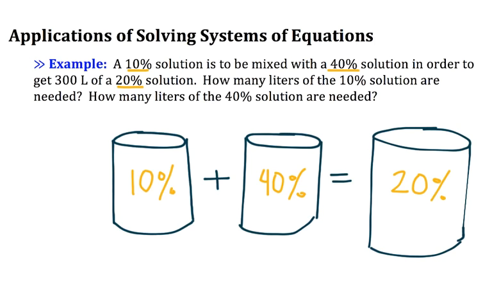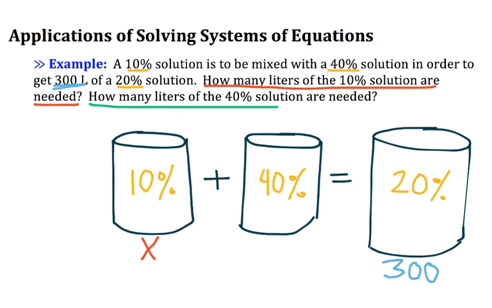Now I also know a little bit about volume. In particular, I know the mixture, the end result, will have a volume of 300 liters, but I don't know how many liters of 10% I need to use. So one of the questions for us was how many liters of the 10% solution are needed. So how about we use X to represent the number of liters of 10% solution, because that's one of our unknowns in this problem. Similarly, we're being asked how many liters of the 40% solution are needed. So that's my second unknown, so I'll just define that to be Y. So Y is the liters of the 40% solution.